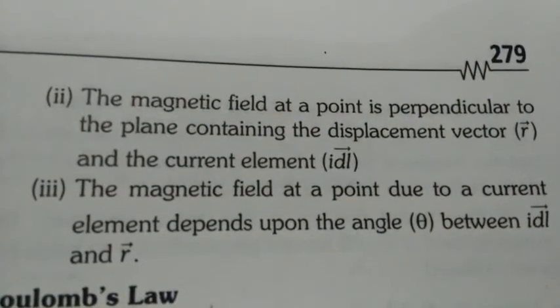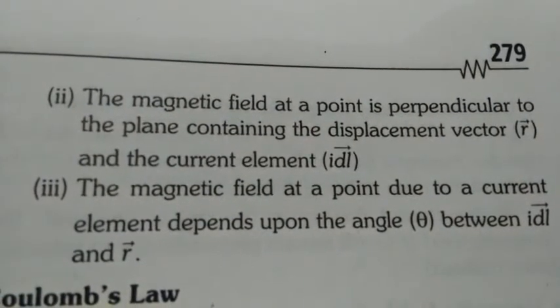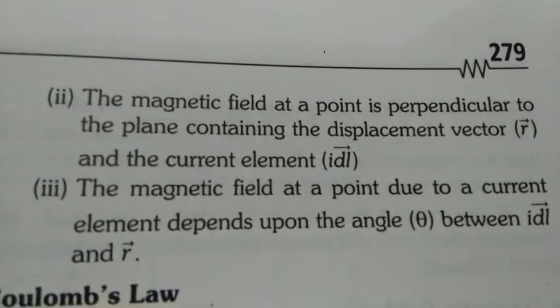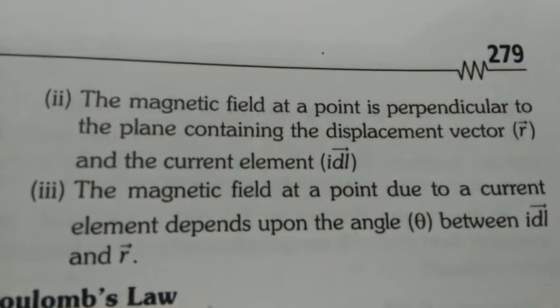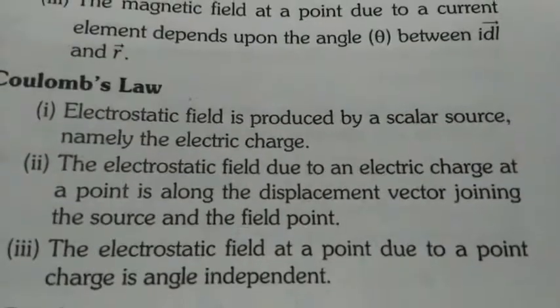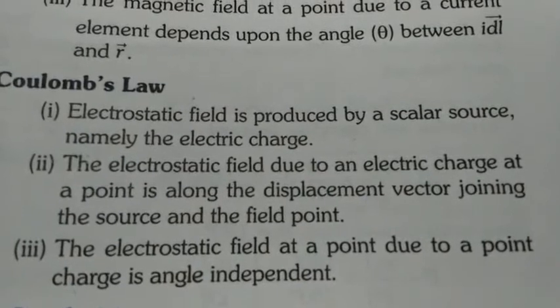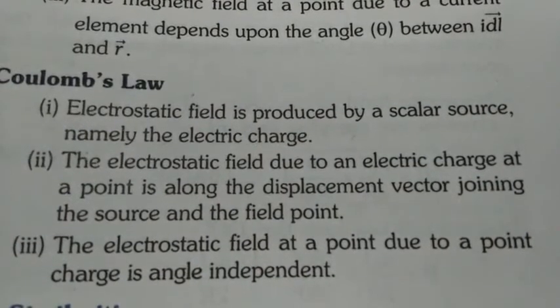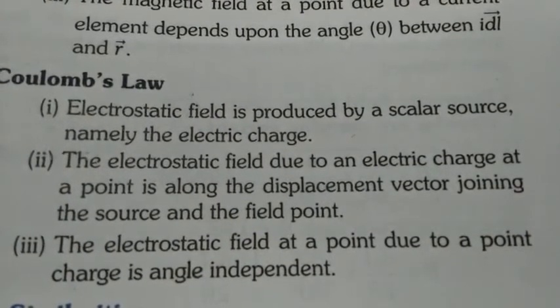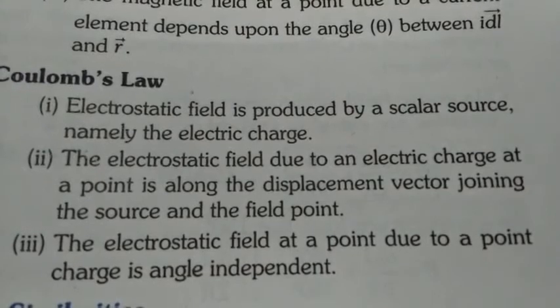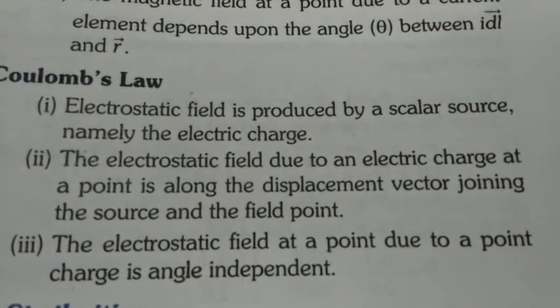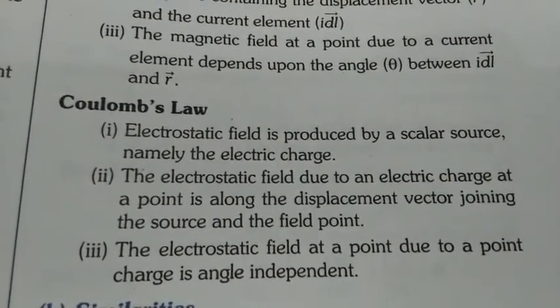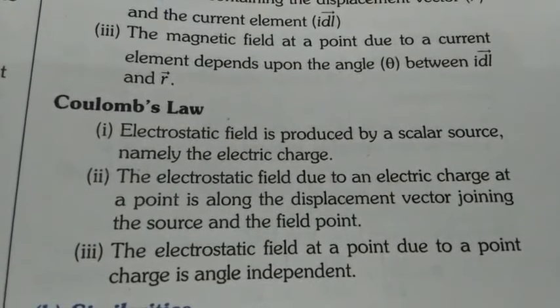Then see the third difference. The magnetic field at a point due to a current element depends upon the angle between I dL and R. But in case of Coulomb's law, there is no role of any angle. It simply depends upon the distance between the two charged particles. These were the differences. Now look at some similarities.